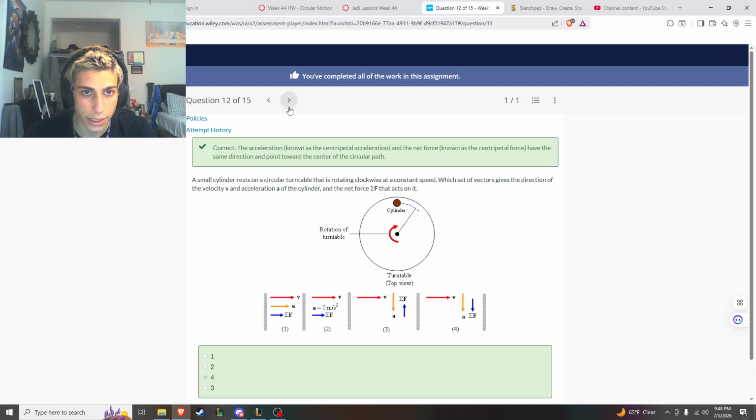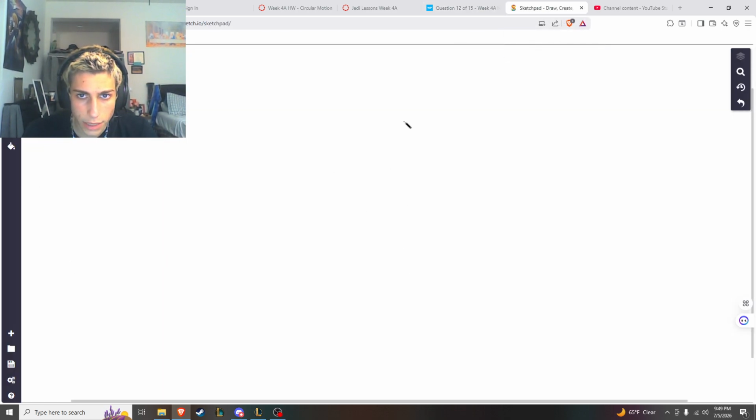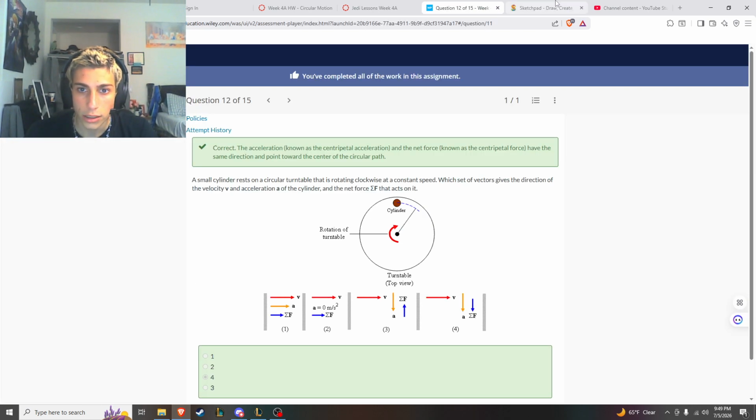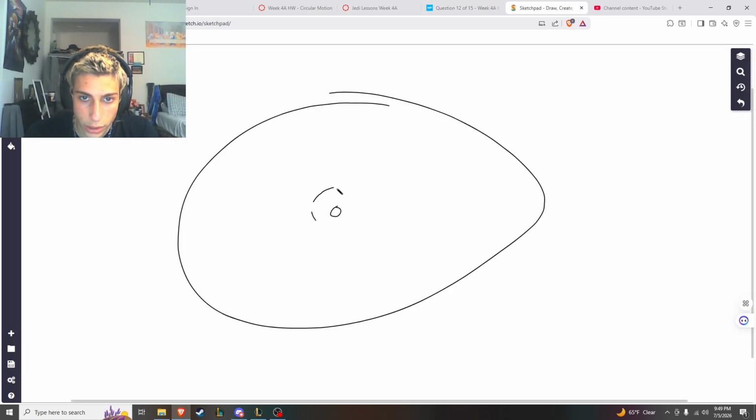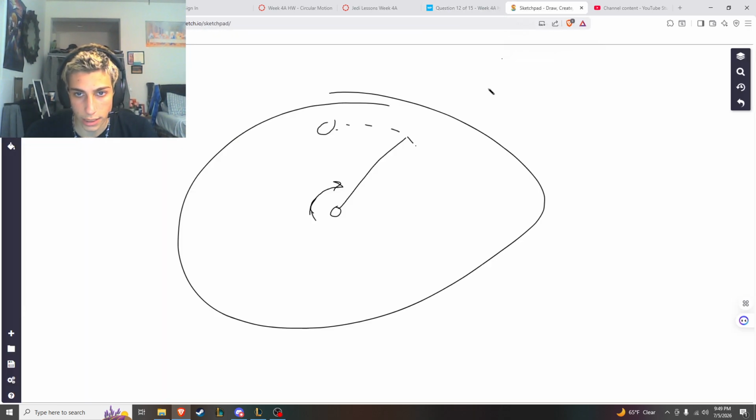I do like it. And then I think question 12. This one was harder to understand. But same kind of area. We're going to have a circle, and it's going to be moving clockwise with the string holding up the cylinder. Obviously, it's going this way, and it's going to be going clockwise, like I said.